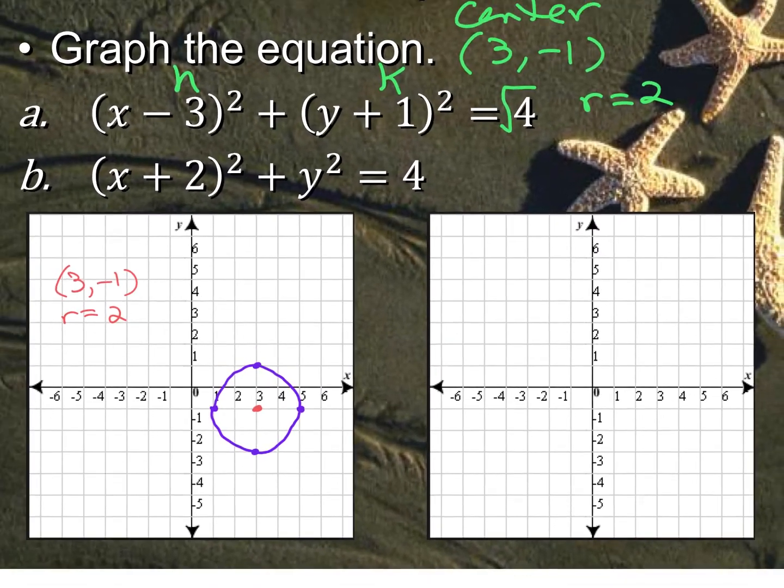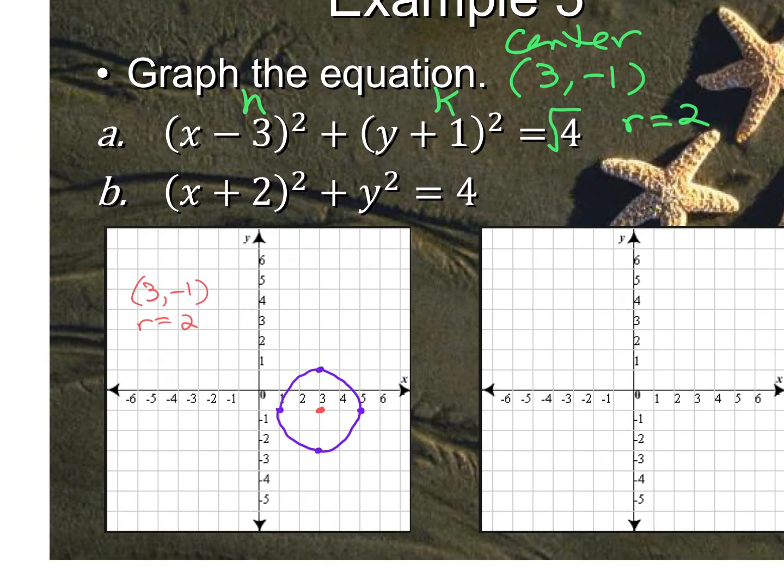The next one, notice this is my H. Notice there's nothing here for the K, so my K is going to be 0. So my center, for example B, is going to be backwards of what I think, so it's -2, 0. Again, you need to square root the 4 to get the radius, and again, it's got a length of 2.